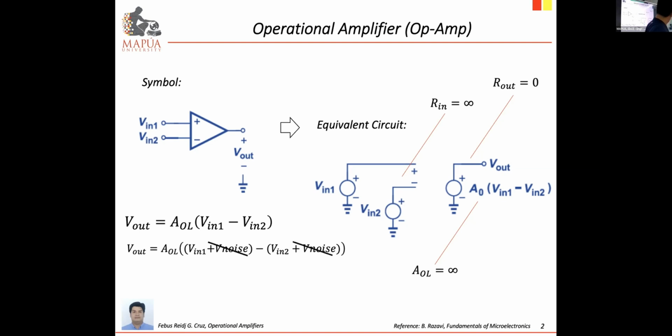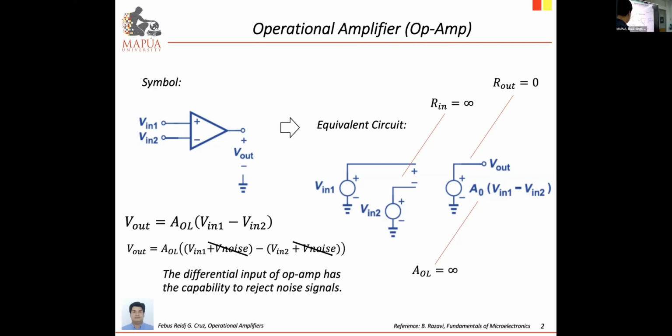Alright, so you have the automatic cancellation of noise. In terms of characteristics, we refer to that characteristics as CMRR. The characteristic or the parameter is denoted as the common mode rejection ratio. So common signal, it refers to your noise. And the amount of rejection is defined by the common mode rejection ratio parameter. Right? So we have here the differential input of op-amp has the capability to reject noise signals.